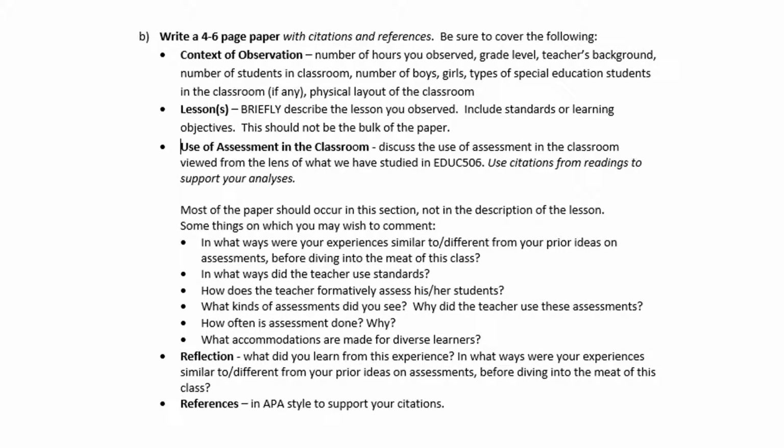And here's the outline for your paper, 4 to 6 pages with citations and references in APA format. So the context, what I described before, you can see it listed here, and then briefly describe the lesson you observed. Include standards, write them all out, or learning objectives or targets, write them all out. Don't just give me a number like NGSS 3.1, write it all out. But this should not be the bulk of your paper. This should be a relatively short section.